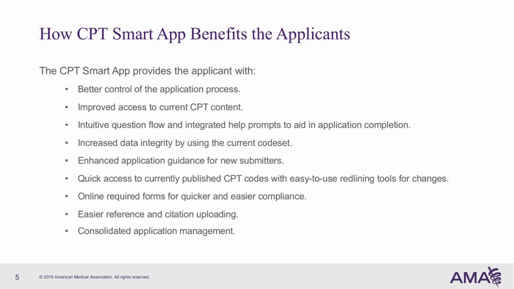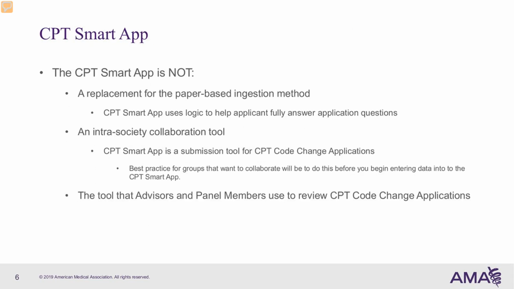There are a couple of key features that I'll show as well. One is the online uploading right in line in the application of your literature artifacts and other artifacts. If you're in the PATH lab, we ask for some different documentation there. That's all right in line with the questions. You don't have to go out to a different website or email box for that. And it consolidates all of your applications into one spot. So those are some of the key benefits of the CPT Smart App.